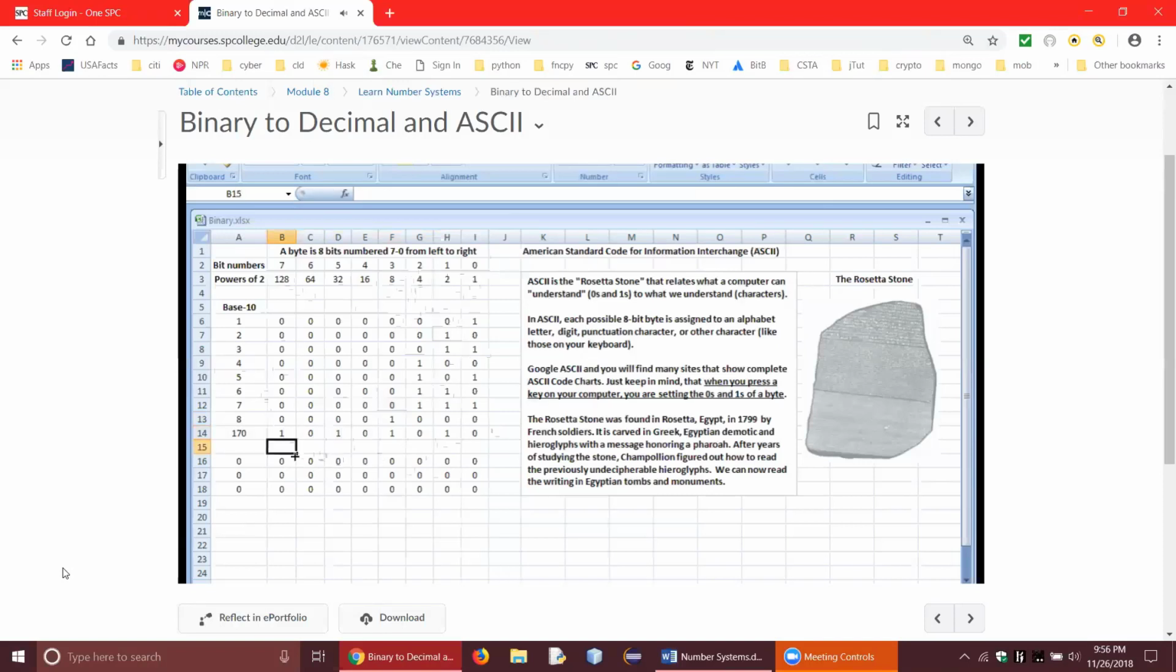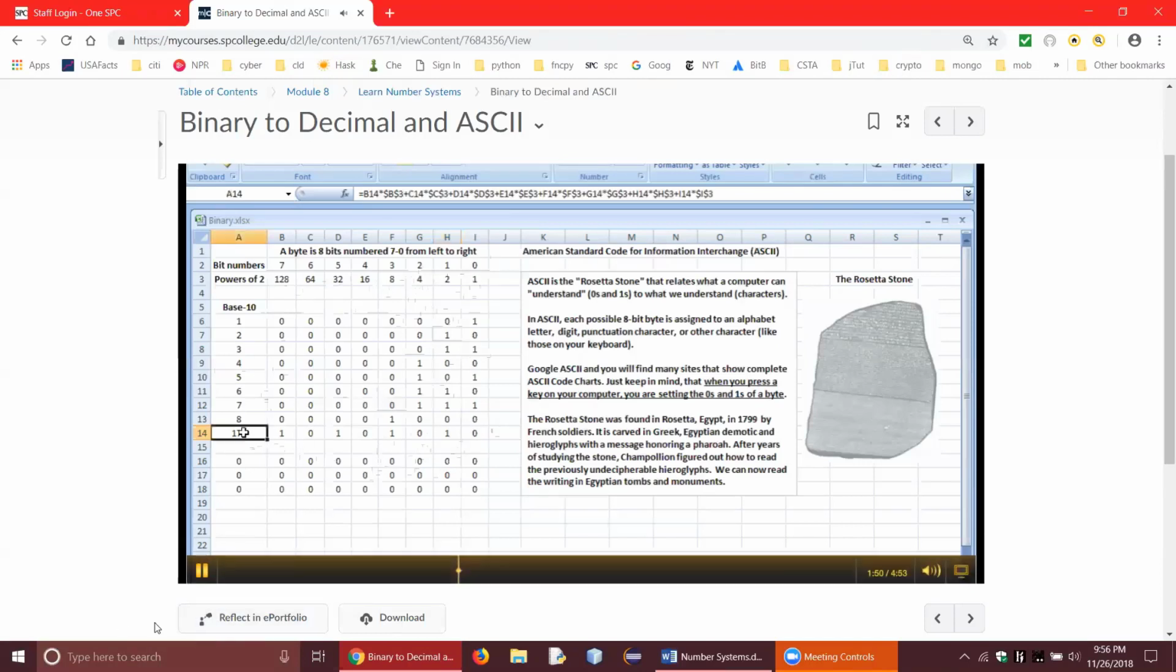Now, why is that 170? Let's check. Here's 128 plus 32. That's 160. And here's 8 more, 168. And here's 2 more, that's 170. So you add up the values up here for the bits that are on, and you can convert easily from binary to base 10. So that's how you convert from binary to base 10. Just add up the values of the bits that are on.